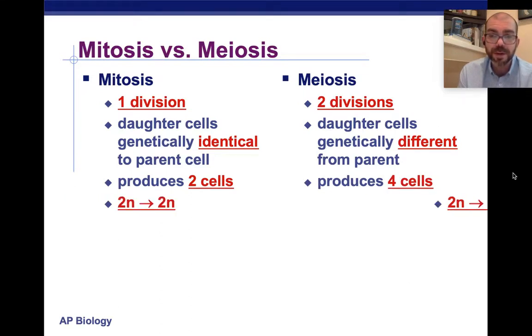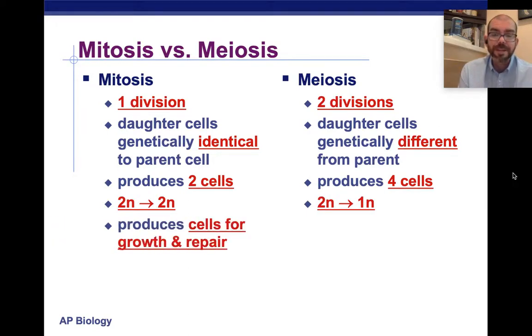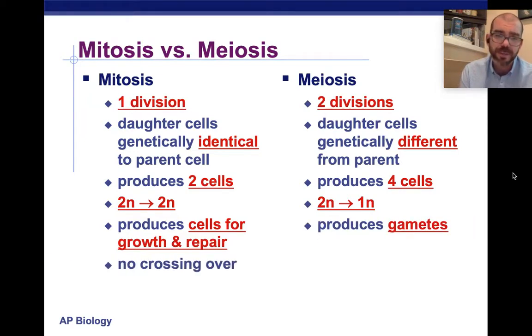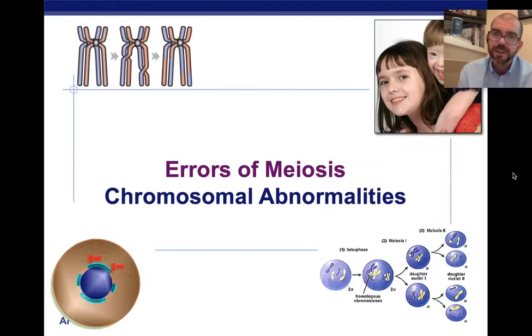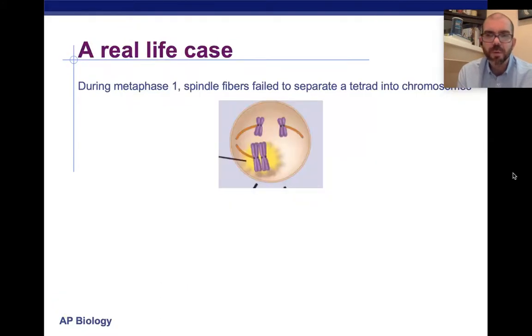Mitosis, I went 2n and 2n. Meiosis, I went 2n to 1n. Mitosis is for making clones, so it's for growth and repair, whereas meiosis is strictly for gametes, for sex cells and reproduction. There's no crossing over in mitosis, so there's no diversity, but in meiosis there absolutely is, creating that diversity. So let's talk a little bit about things that go wrong.